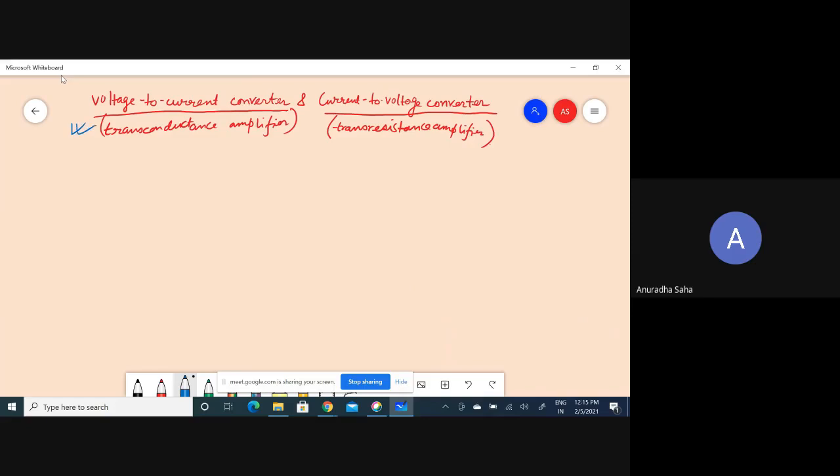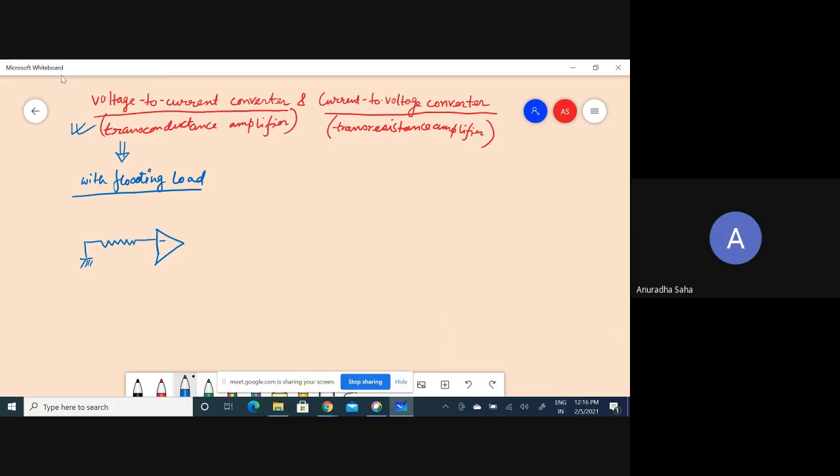Now I am starting with the voltage to current converter circuit, right? First of all, I am going to draw the circuit diagram with floating load. First of all, let me draw the circuit, then I am going to tell you what this floating load is all about.